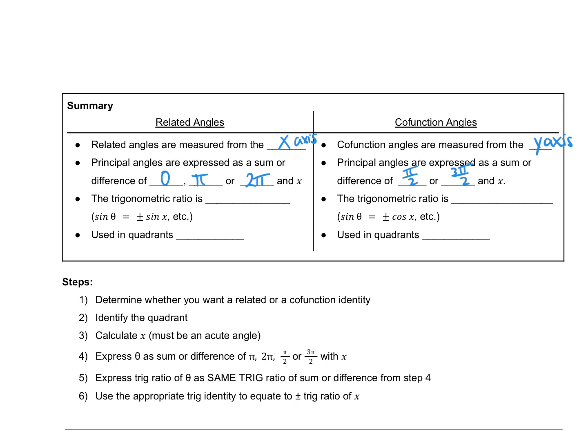When we have related angle identities, the trig ratios are the same. You're comparing a sine ratio in one quadrant with the sine ratio in another quadrant, for example. Whereas for the cofunction angle, the trig ratios are different.